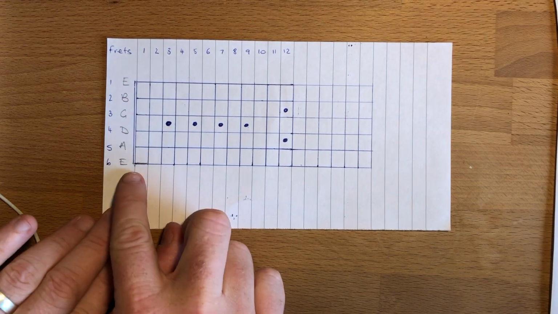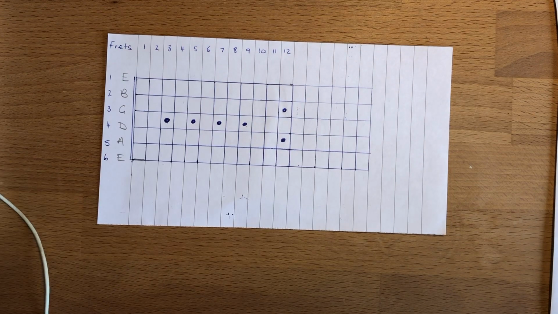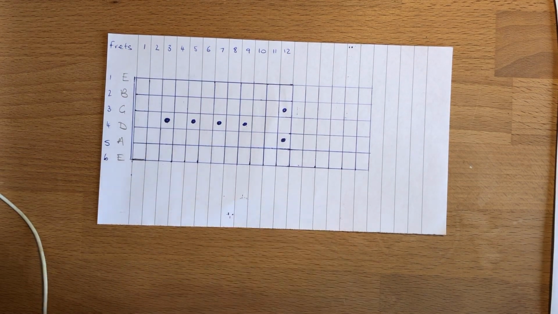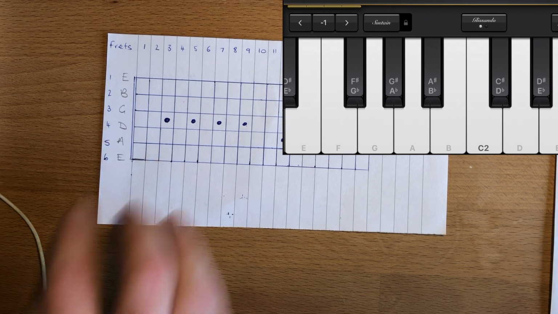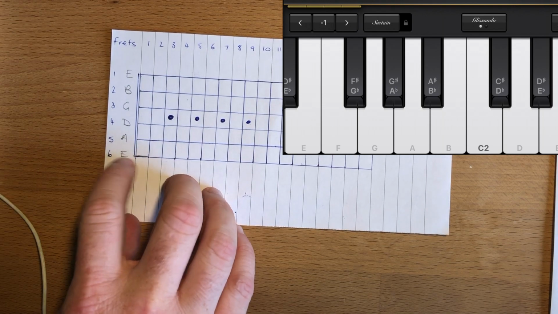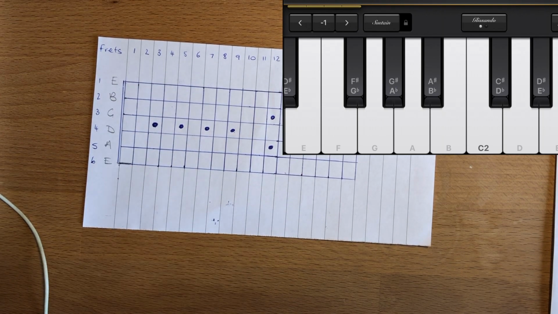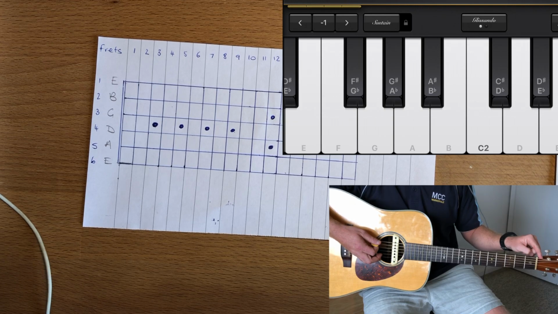Now, as we want to learn the notes of the fretboard, what's quite important is that we learn the notes of the musical alphabet. The musical alphabet starts on A and finishes at G. After G, it goes back to A. So we have our notes A, B, C, D, E, F, G, A. And in this instance, we're going to start from E, which is our thickest string at the bottom here.